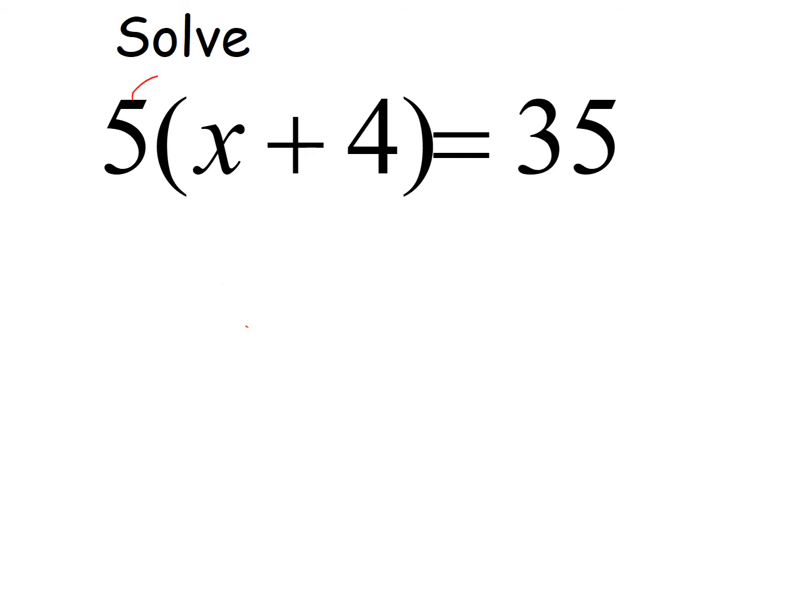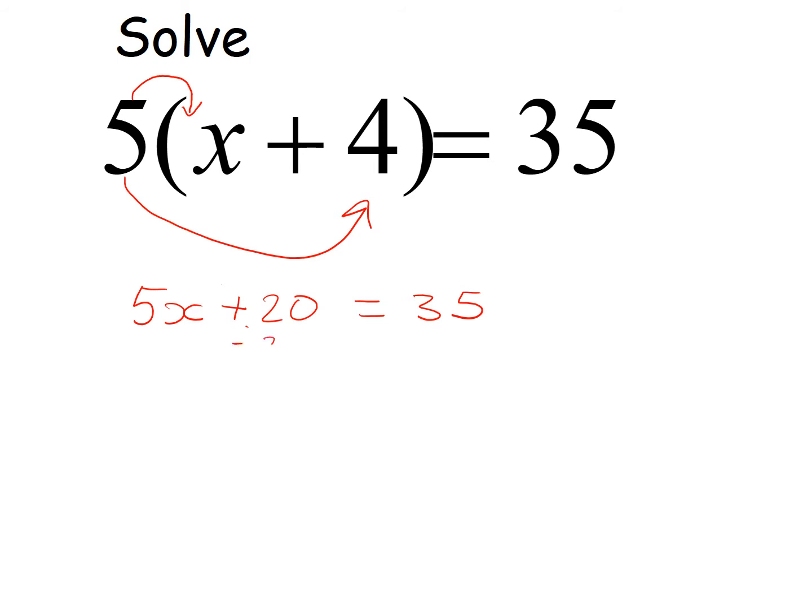So we'll do 5 times x is 5x, and 5 times 4 is 20, and then we just put the equals 35. So we have 5x plus 20 equals 35. Now we solve for x by doing the inverse. Take away 20 from both sides, you end up with 5x. 20 take away 20 is 0, and 35 take away 20 is 15.